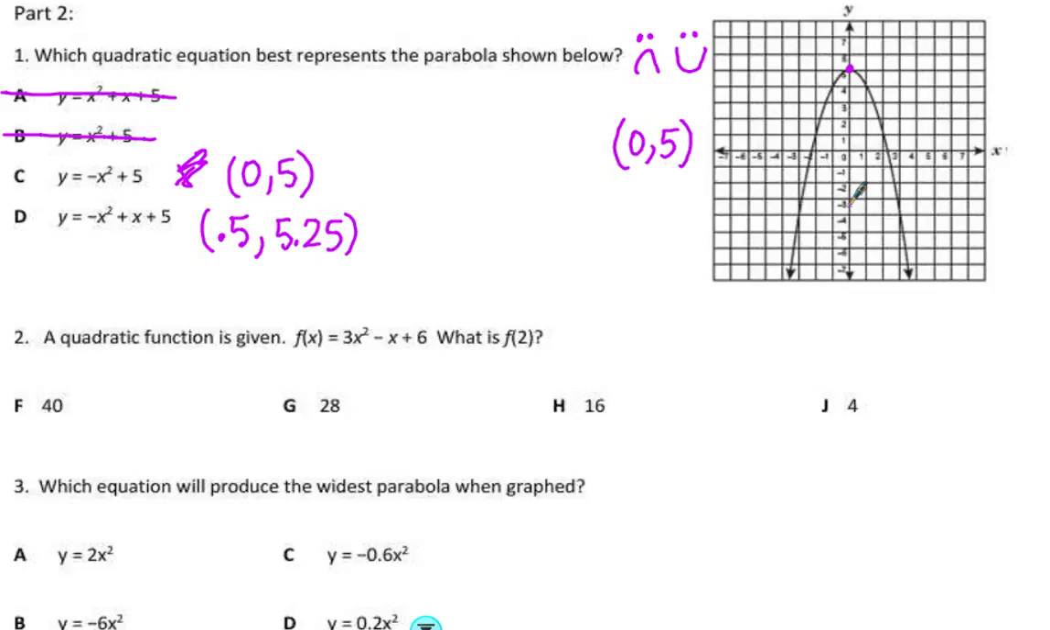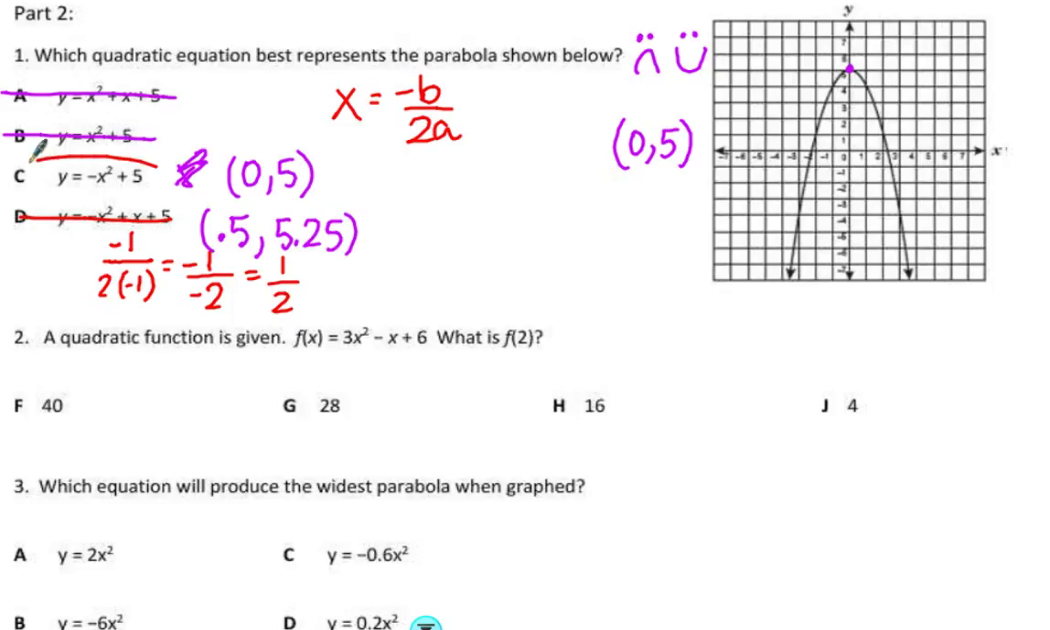Now also I could have done, to find my vertex, x equals opposite b over 2a. And if I had tried to do that on this one, opposite b would be negative 1 over 2 times negative 1, which is negative 1 over negative 2, which is positive 1/2. So I can see right then that my vertex wasn't going to be at 0, 5, like I needed it to be. So he's gone, and C is our answer there.